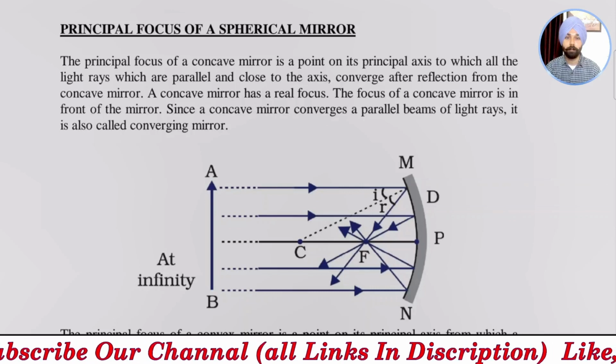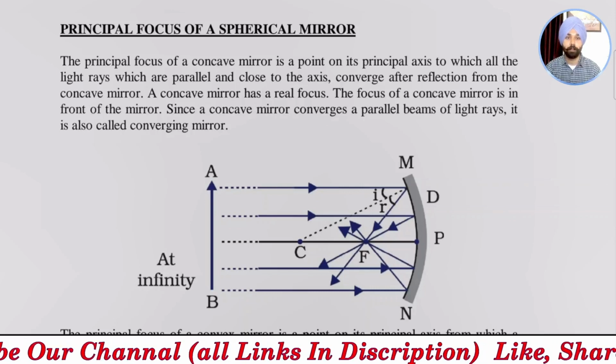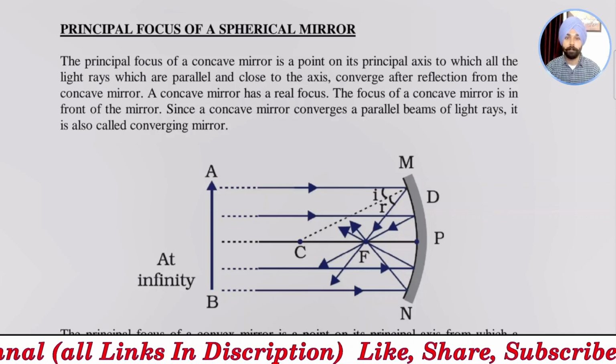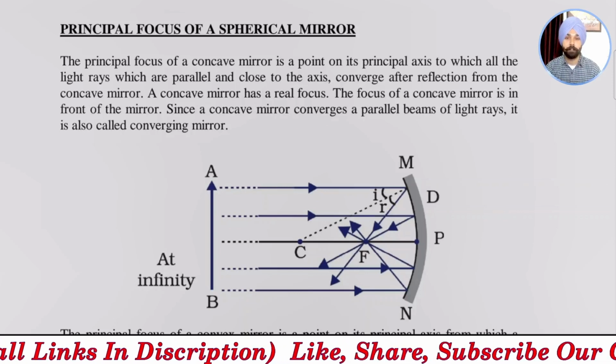The focus of a concave mirror is in front of the mirror. Since a concave mirror converges parallel beams of light rays, it is called a converging mirror.